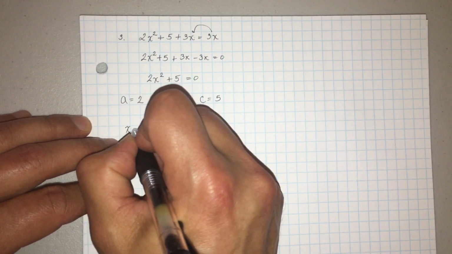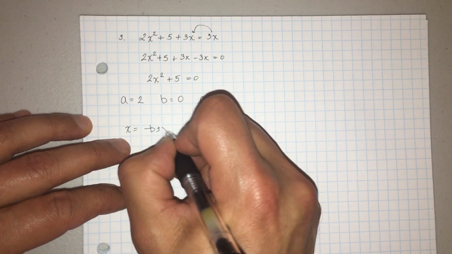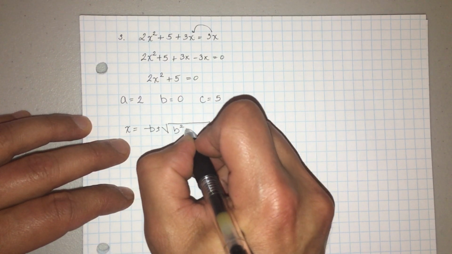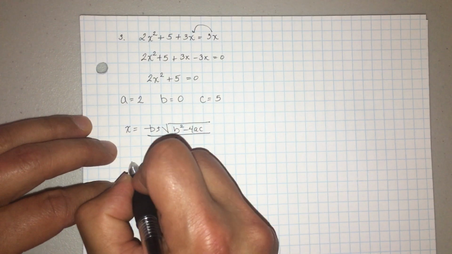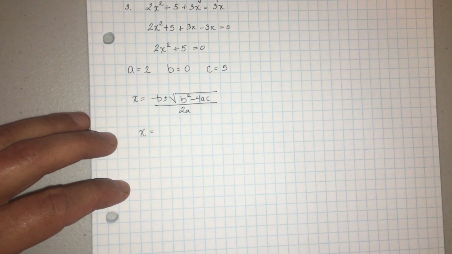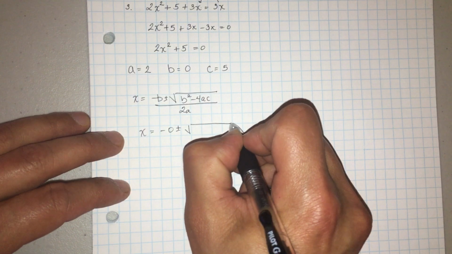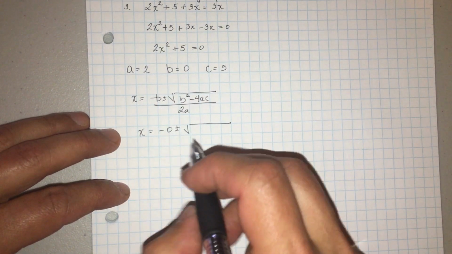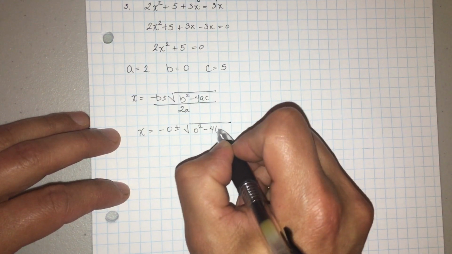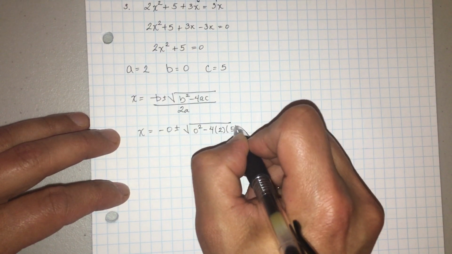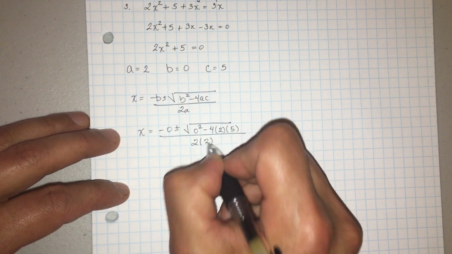So now we're just going to go ahead and do our math. Negative B plus or minus the square root of B squared minus 4AC all over 2A. Negative B is going to be negative 0. Now 0 is neither negative nor positive, it's just 0, but we'll leave it like this for now. And then we have 0 squared, minus 4 times 2 times 5. And then we have 2 times A, which is 2 times 2.